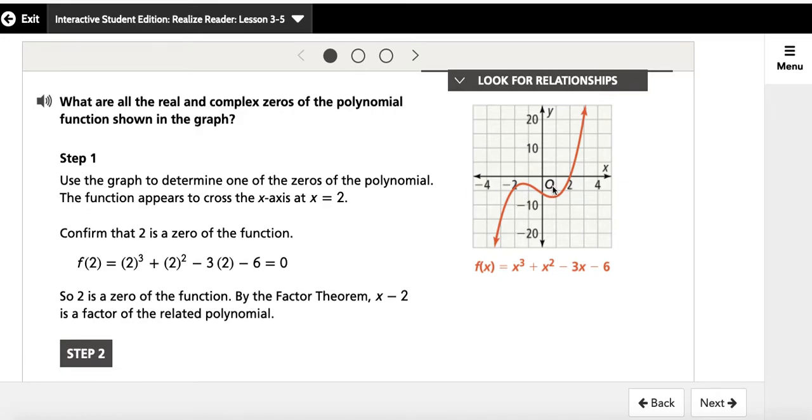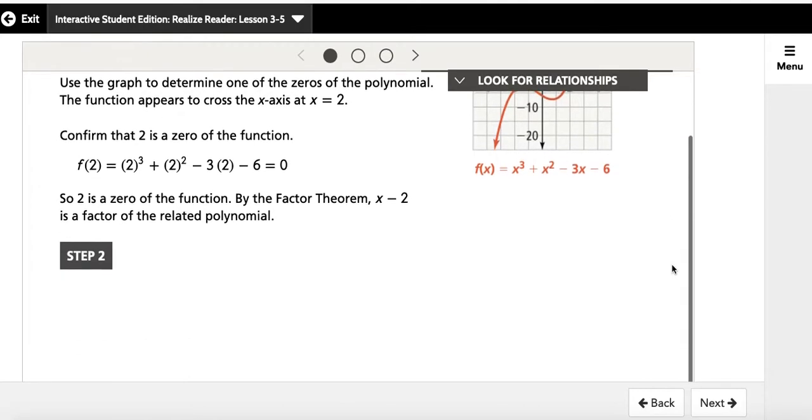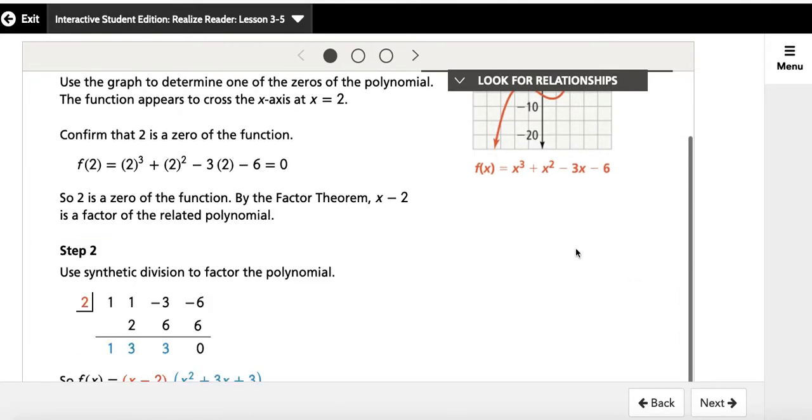It looks like it's 2, so they plugged in a 2 just to confirm that it turns out to be 0. When you plug in 2, you get a result of 0, so yes, that confirms that x minus 2 is a factor, and that 2 is one of the roots. Now that we know that 2 is one of the roots, we're going to use synthetic division.